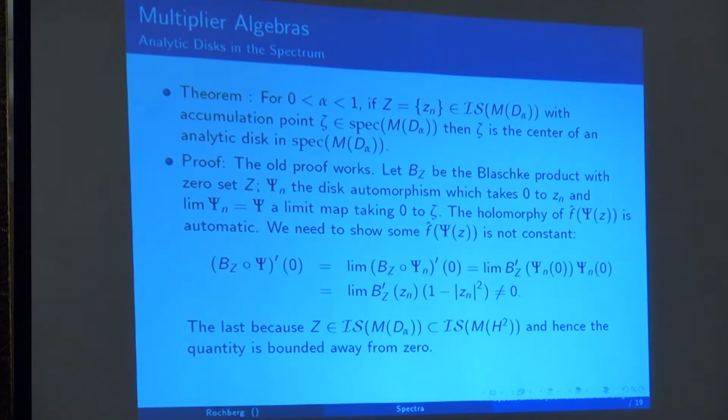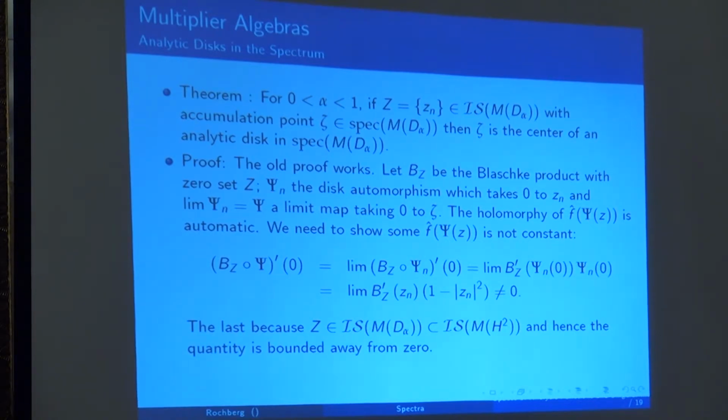I have a sequence in the disk. I have an accumulation point in the spectrum. I want to find a mapping of the entire disk into the spectrum that takes the origin to that point. Well, I take a Blaschke product with that zero set. I look at the disk automorphisms that take 0 to z sub n. That set of automorphisms is a normal family. Those automorphisms are maps into the spectrum.